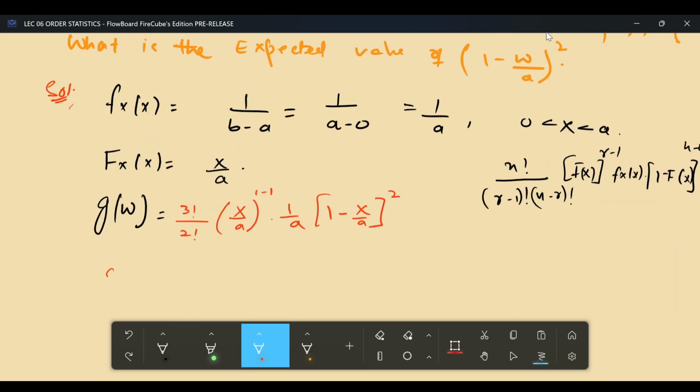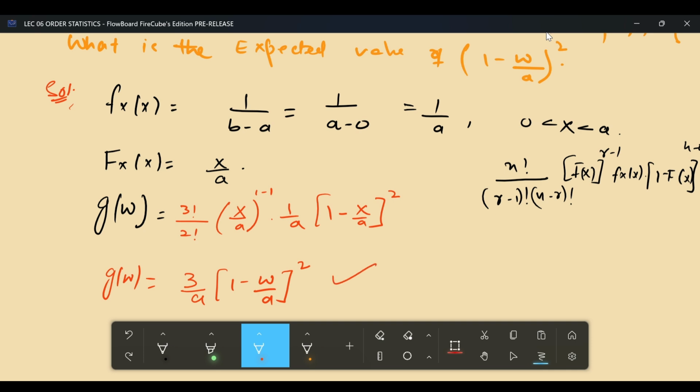So g of w is equal to 3 factorial upon 2 factorial. 3 into 2 is 6, 6 divided by 2 is 3. This is 0 power, and anything raised to 0 is 1. So this is 3 by a into 1 minus w by a whole square. So this is g of w.